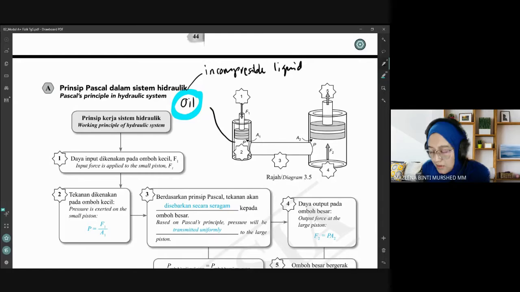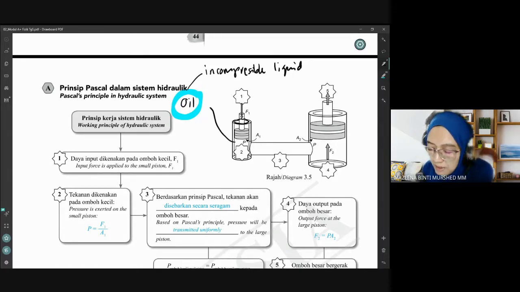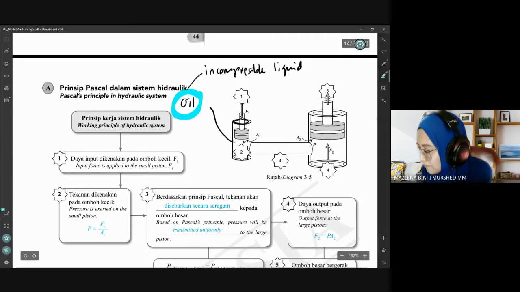Alright, as compared to other liquids. So in the hydraulic system, if input force is applied to the small piston, we have the small piston here, F1, the input force is small, and pressure is exerted on the small piston by the formula P equals F1 over A1, because we have area A1 and the force here F1. So F1 over A1, we will get pressure.